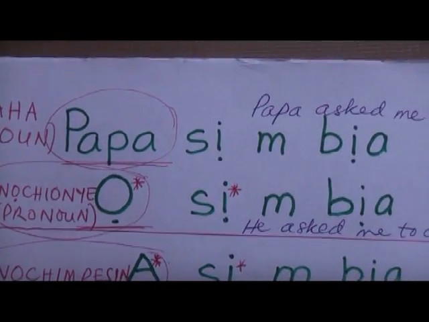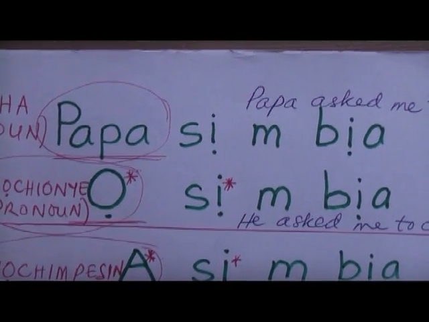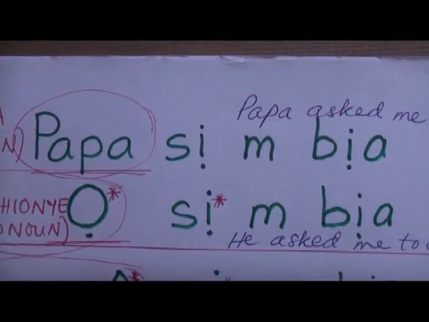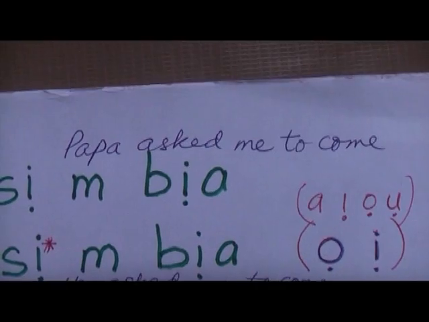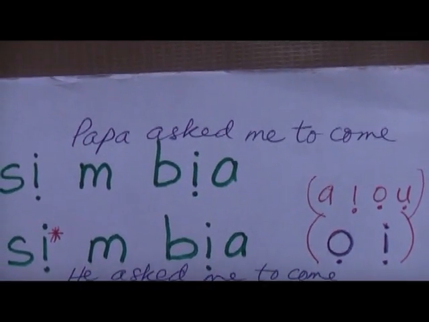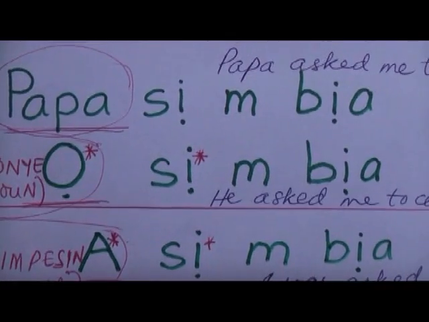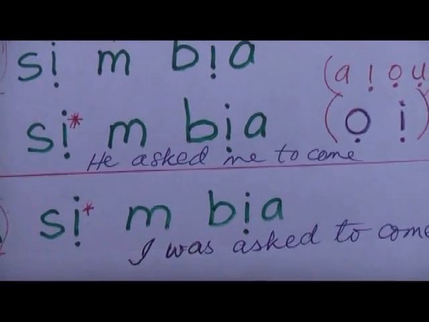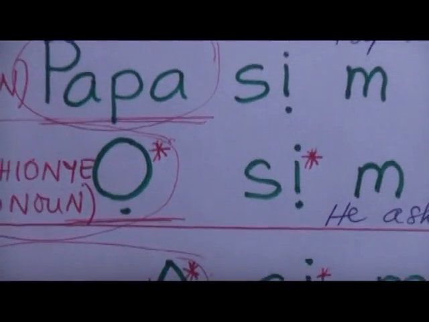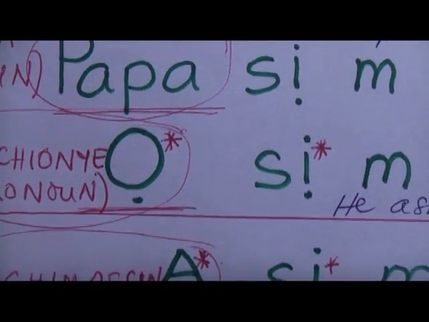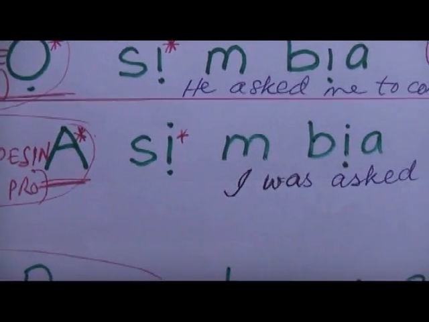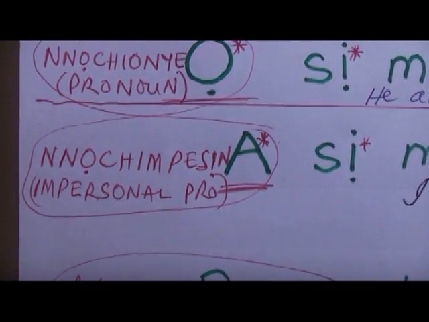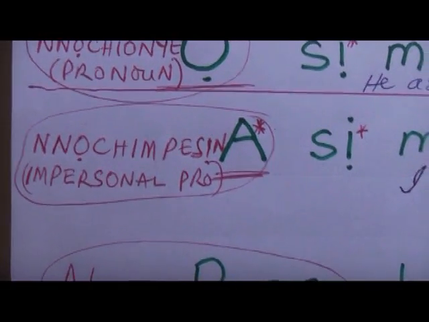Look at these sentences and of course don't forget to write them correctly. Word division must be correct. Papa sị m bịa simply means Papa asked me to come. Papa is the person asking me to come. Here we have ọ sị m bịa. He asked me to come. Ọ and ị agree. This is what we call ndakọrịta ụdaume. Asị m bịa is when you are dealing with nnochi person. Asị m bịa, I was asked to come, but we don't know the person who asked me to come.